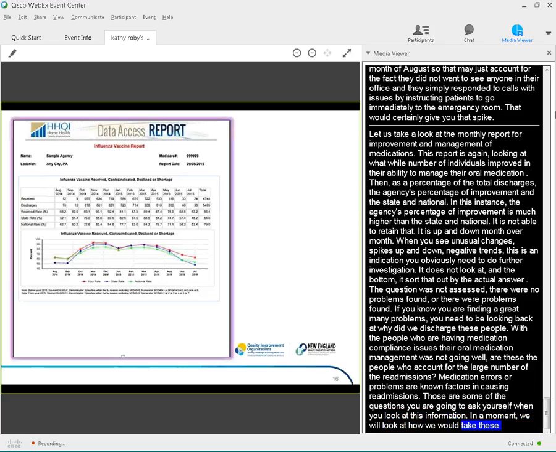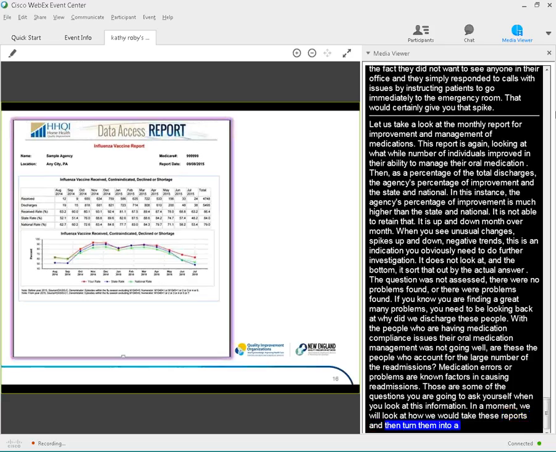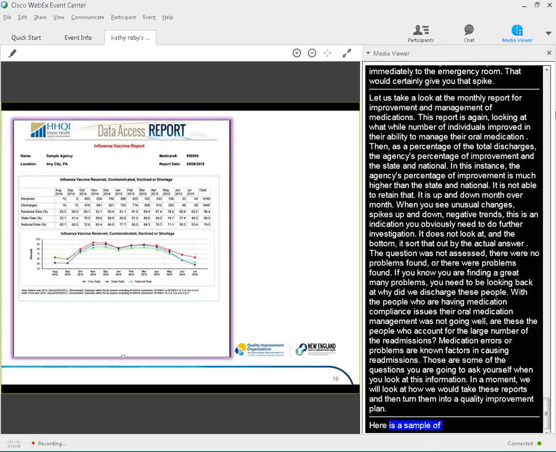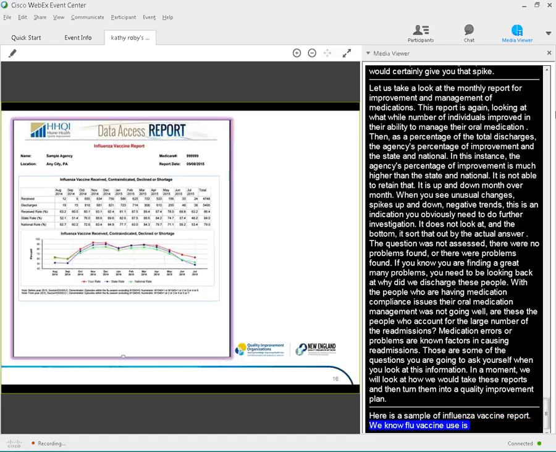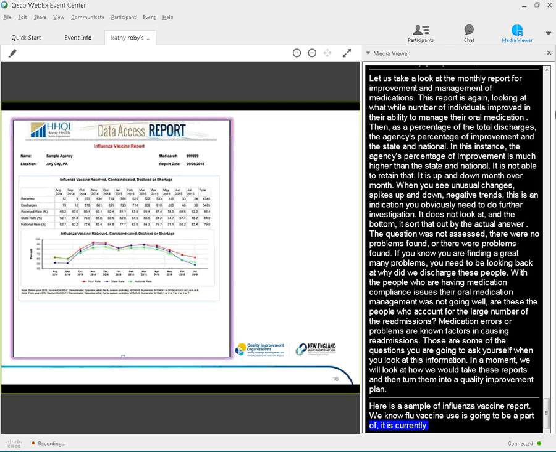Here's a sample of your influenza vaccine report. We know that flu vaccine use is currently part of STAR, and it's going to be a part of your home health value-based purchasing scores. So this will matter a great deal.